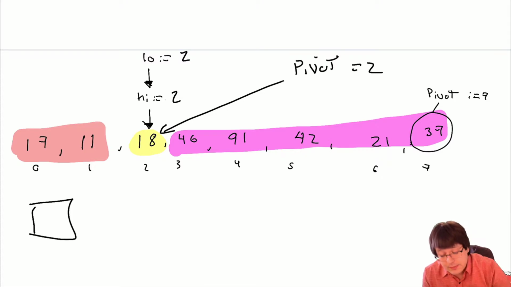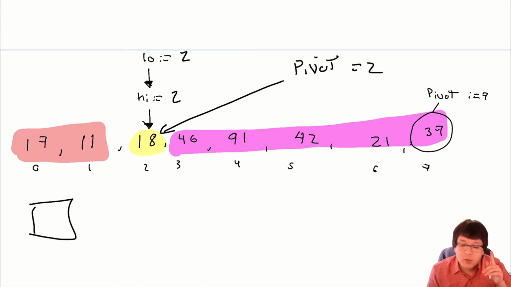So 17 and 11 are not sorted, but as you can see, when we flip them to sort them, it's still going to keep 18 in the right spot. And on the other side, that is not sorted at all. But I can guarantee you that when we do sort it, 18 is still going to be in the right spot. So with this iteration of Quicksort, we've technically only sorted one item, which is that 18 is in the right spot. However, if that was the case always, then Quicksort would be n squared.